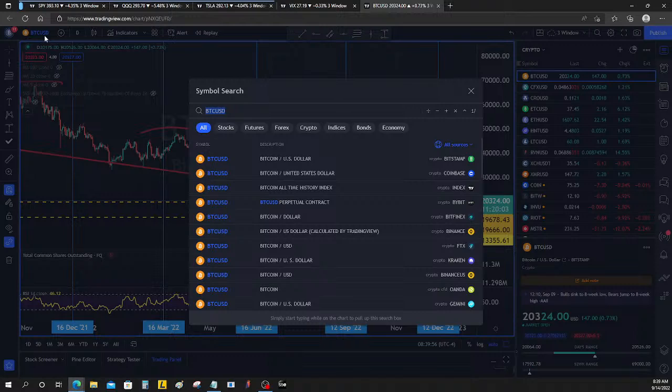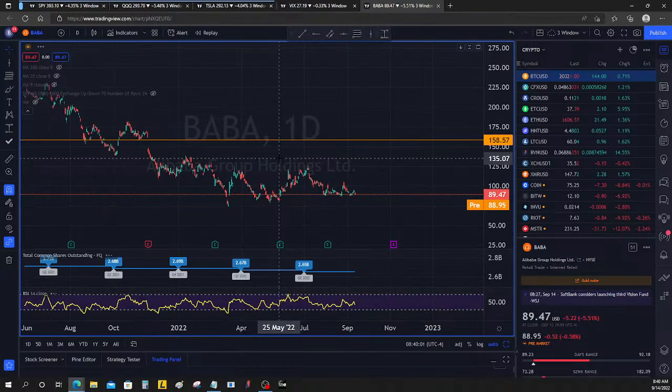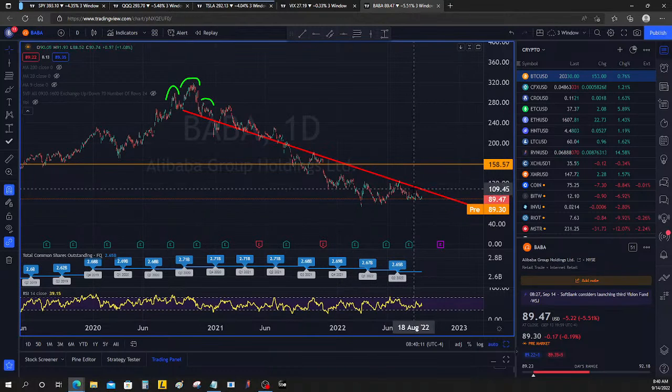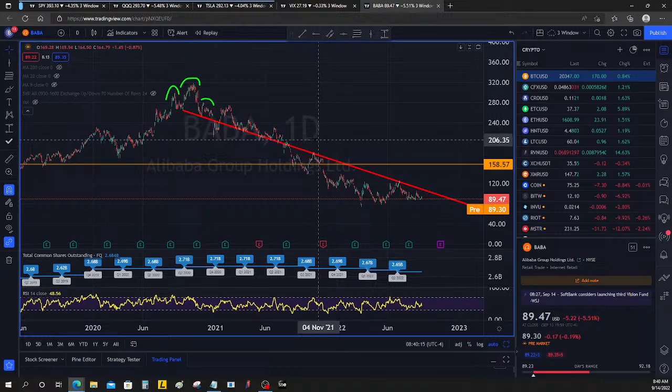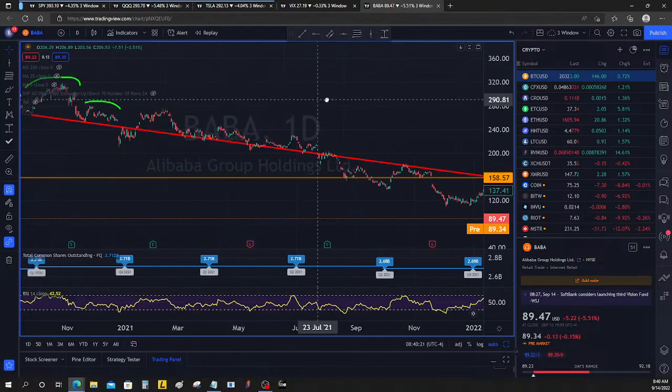And one that I really like to point to a lot is Alibaba. And so here's the head and shoulders. I've been talking about this pattern for like 2 years. This is like a textbook head and shoulders reversal. The neckline is the guide for where price is going and where you can expect to see some support or resistance and so on.